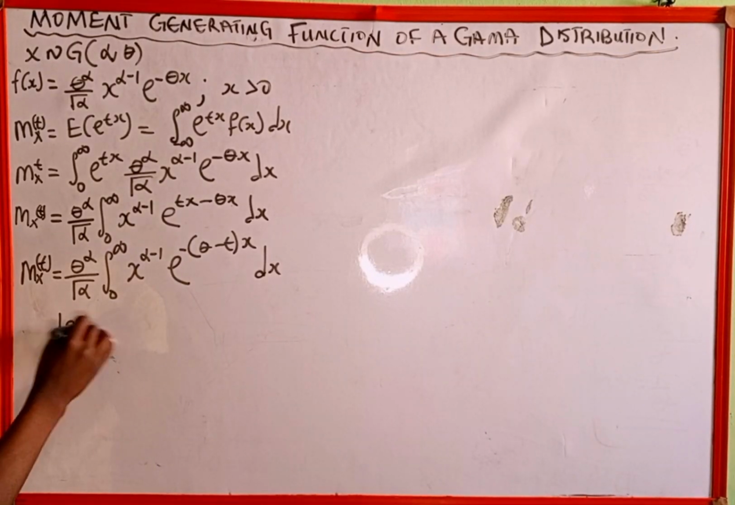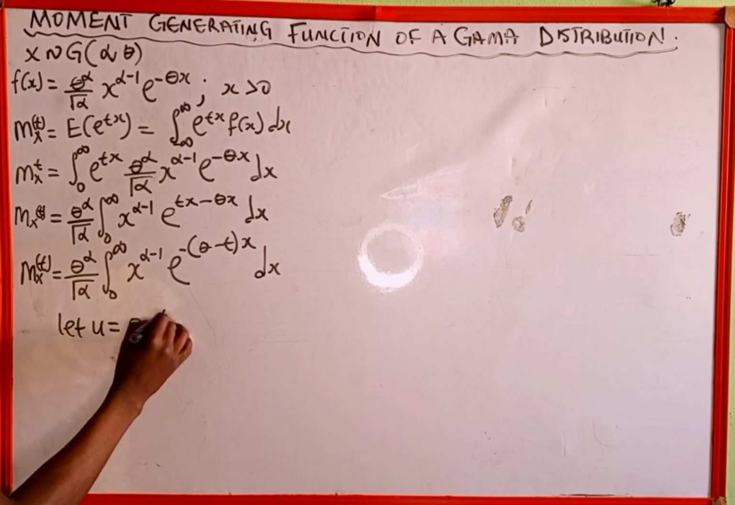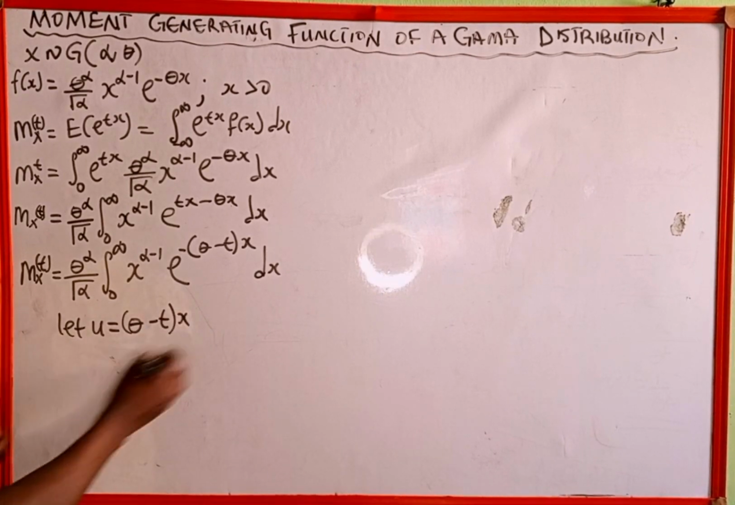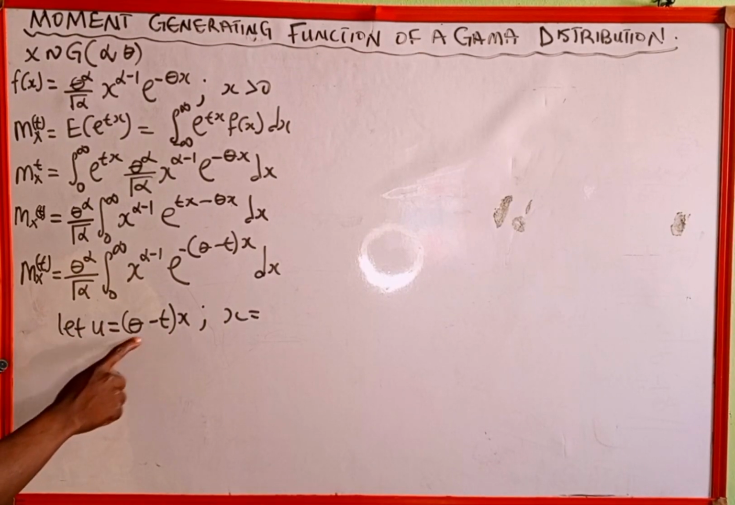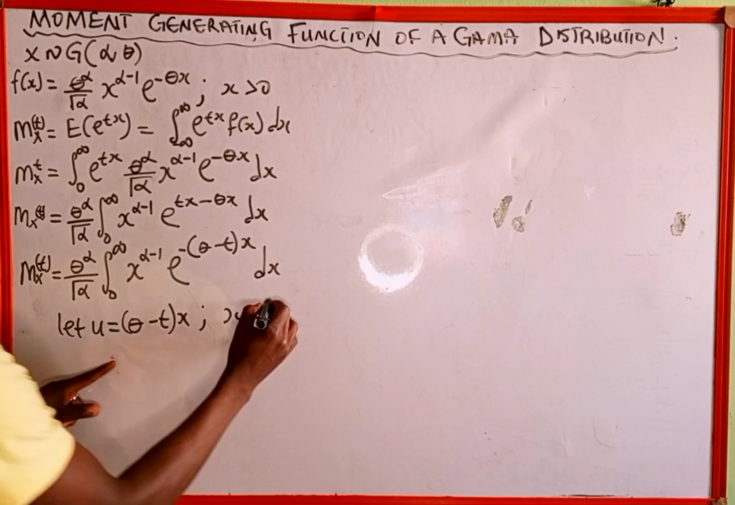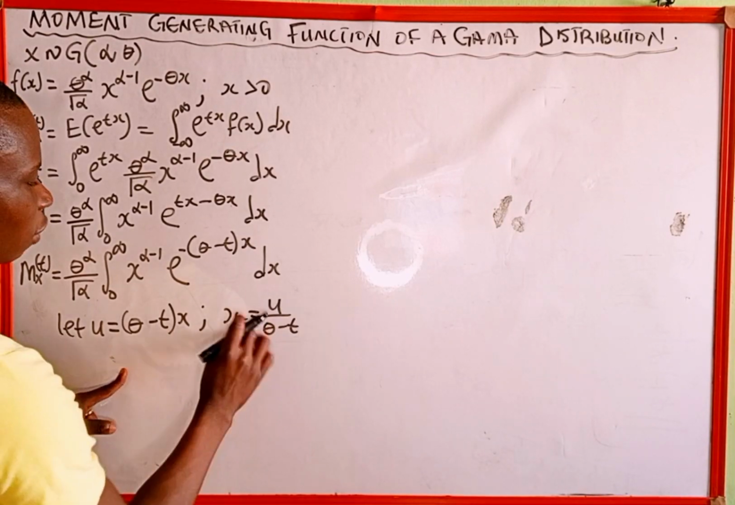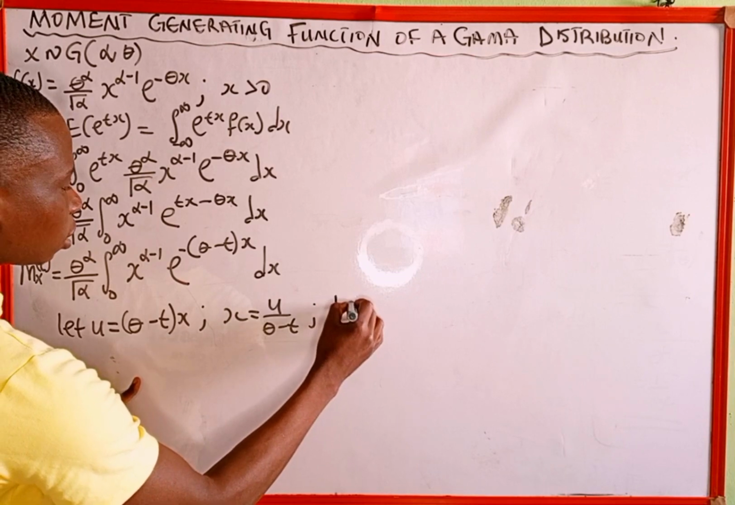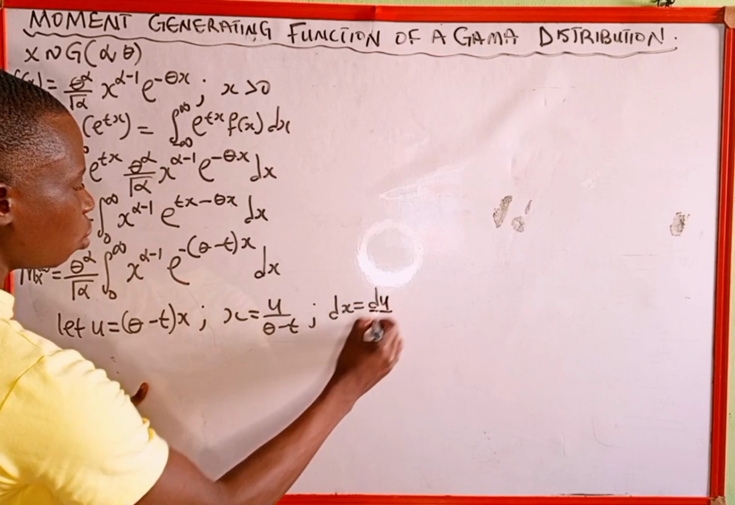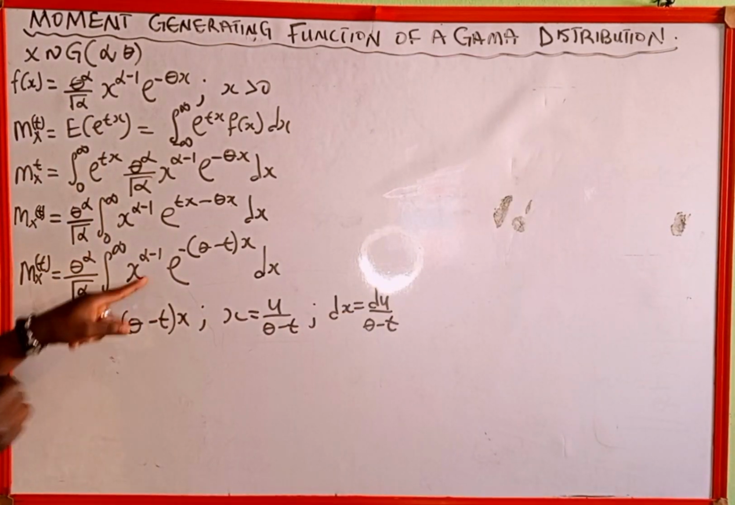Now we let u be equal to the power, which is theta minus t multiplied by x. From here, to get x, we are going to divide through by theta minus t. So x is going to be u over theta minus t. Then if you differentiate this, we are going to have dx, which is the same as du all over theta minus t. Now we're going to replace it back into this.